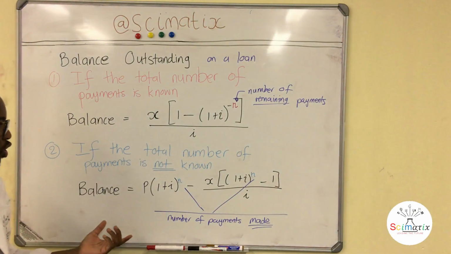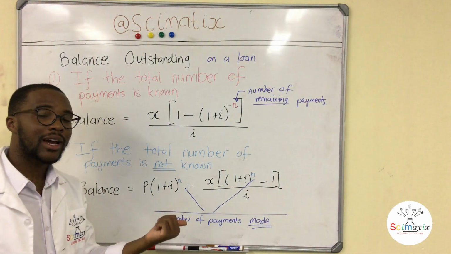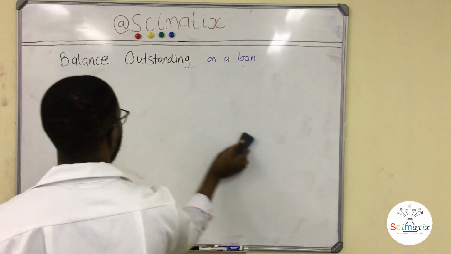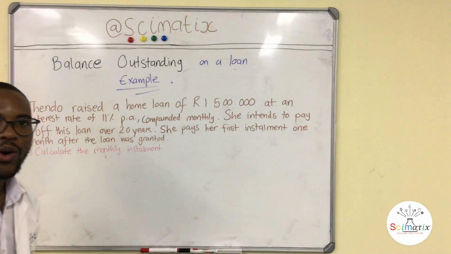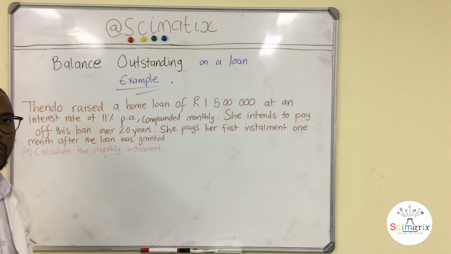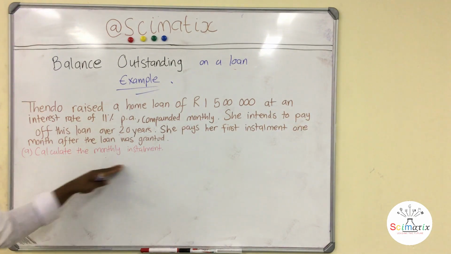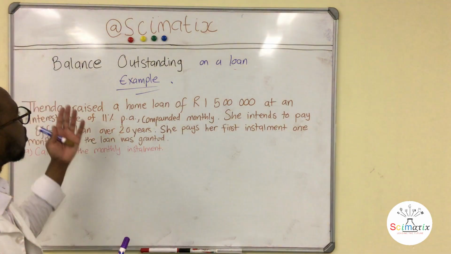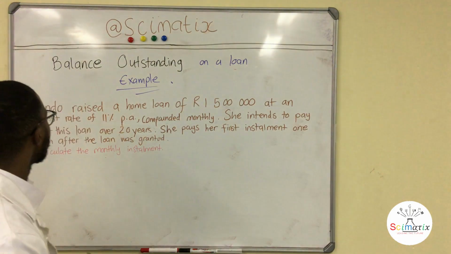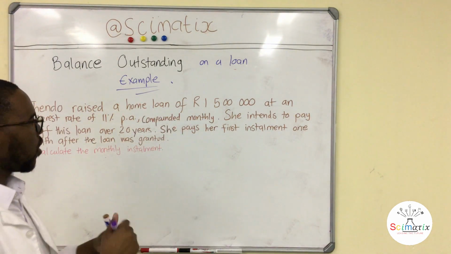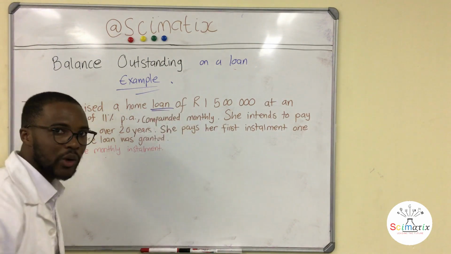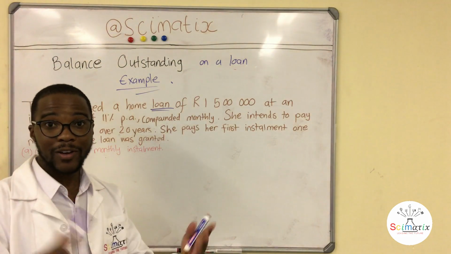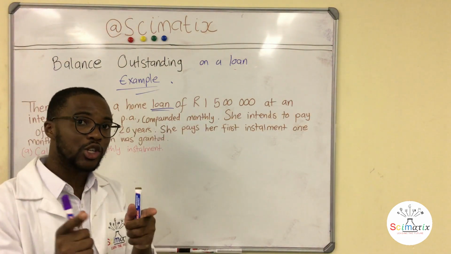Okay, so now we're just going to look at an example, to see how we can apply it. Alright, so let's look at an example. We're just going to answer two questions, starting with this one, and then hopefully we'll be able to understand better how to calculate the balance of a loan. In this case, Tendo raised a home loan. Alright, there's our keyword. The question is working on a loan. So we know we're working with installments, we know we're working with a loan, we know that we need a present value formula. So in our minds we already know what we're going to use.